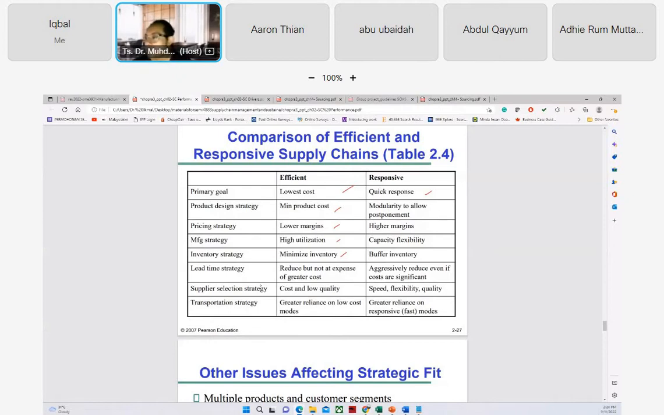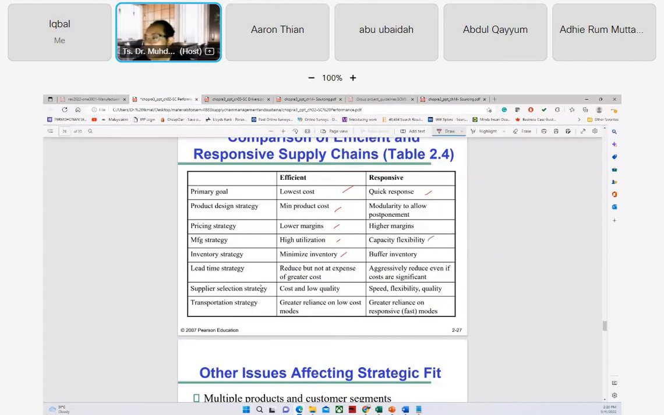Okay, but if you talk about responsive, it goes more to capacity flexibility. Let's say, for example, you receive other orders from another model, or maybe other products. Okay, you can do an expansion, or you can reduce your capacities. So it can be flexible, depending on the orders. All right.